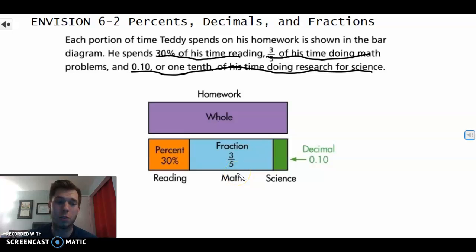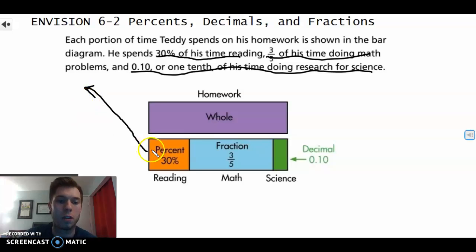So what we're going to do is convert all of these to the other two forms. We're going to start with this 30% reading. Now notice that this is what we could say a fraction or a percent of the entire whole. It's not 100% or one whole. Okay? It is a fraction or a part of the entire whole. So we are going to work on this over here.